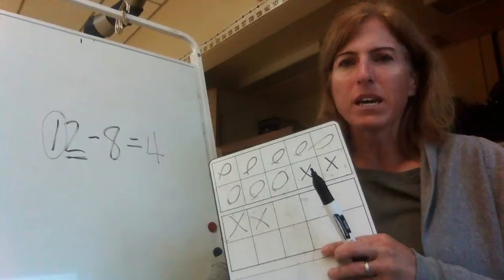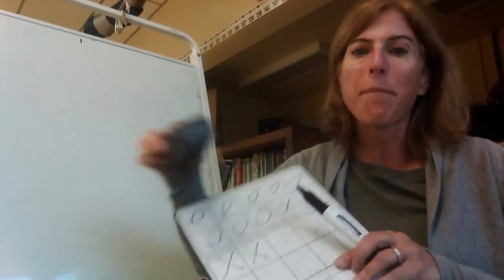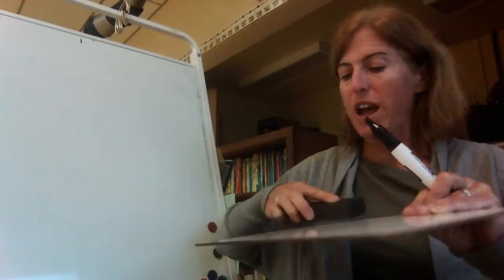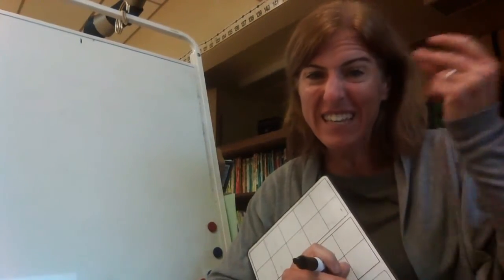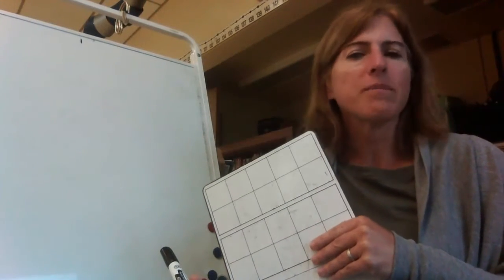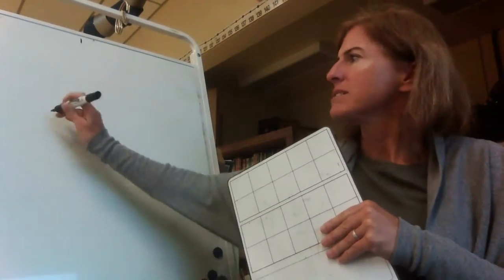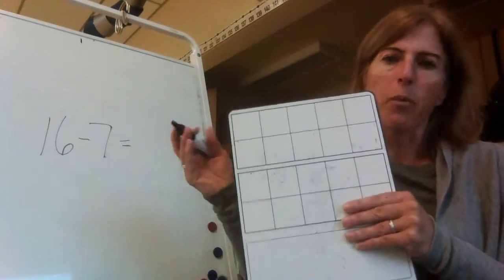Let's try another one because we were trying to get this concrete understanding of making a 10 to be able to subtract. Because we did a lot of that, and a lot of it's probably coming like this now as to how to make a 10. How about we do this one? Let's say 16. 16 minus 7 equals what?